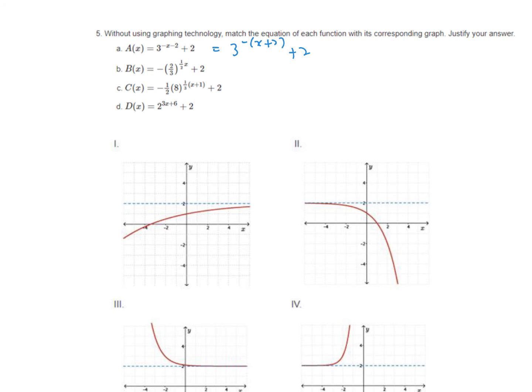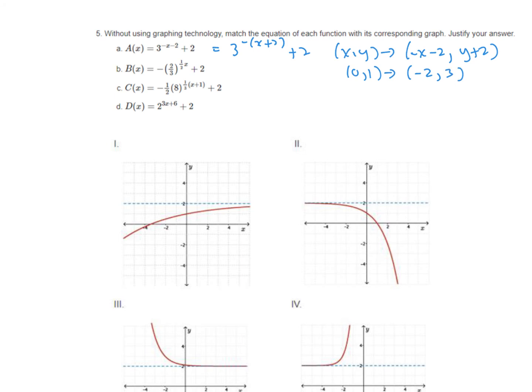So if I were doing A, my mapping notation would be negative x and then -2, and then I have a vertical shift up 2. So I'm going to pick a point, 0, 1. So -0 is 0, -2 is -2, and then it should be up 3.